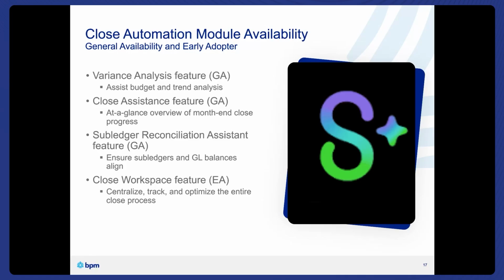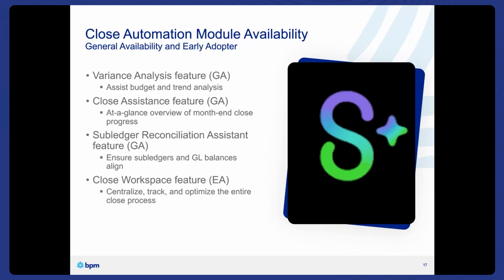And then also, we're excited to talk about the close automation module, Copilot, in general availability and early adopter. So some features are now available. It's very new, actually just available this week. And then there are still some pieces in early adopter. So we're going to have features like variance analysis that are going to assist with your budget and trend analysis, close assistant feature, which will be useful to a lot of people, helping you see where you're at in your close. And then also sub ledger reconciliation assistant that will all be available for general availability now.